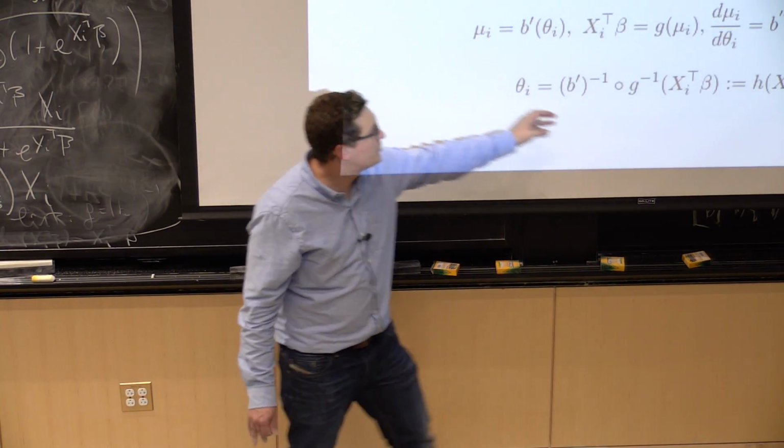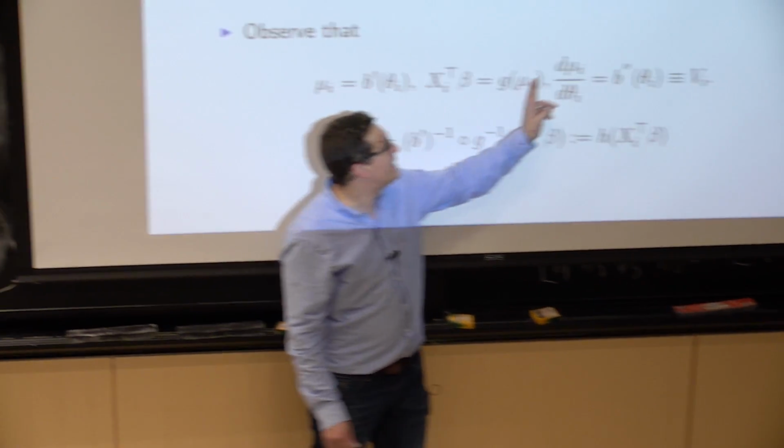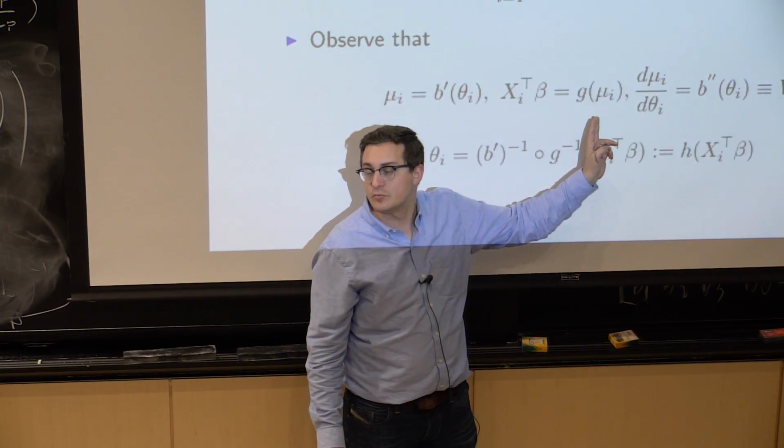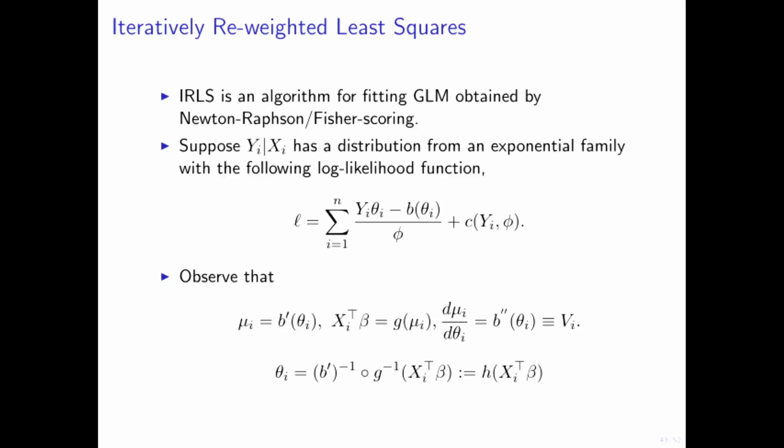And then I have this function h, which allows me to bypass altogether the existence of this parameter mu, which says if I want to go from x_i transpose beta all the way to theta I have to first do g inverse and then b prime inverse. If I stopped here, I would just have mu. Okay?